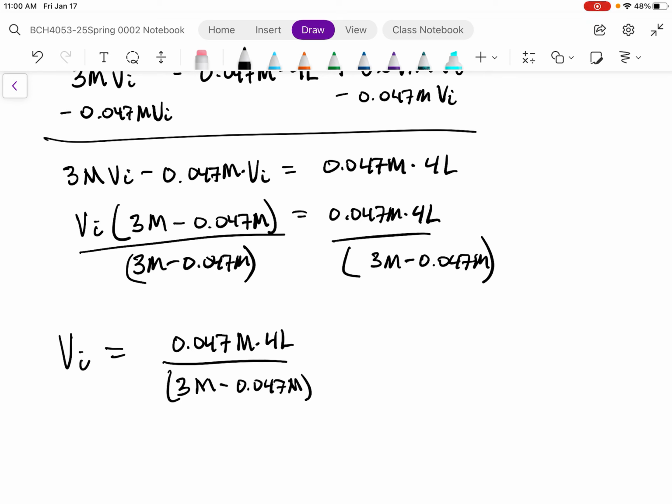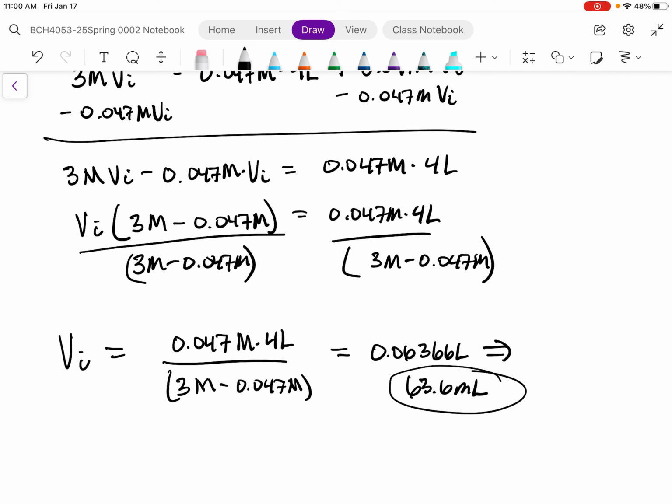Okay, you plug that all into your calculator. You're going to get a value of 0.06366 liters, which, if we want that in milliliters, would be 63.6 milliliters. And so that is the volume of the 3 molar sodium hydroxide solution that you would add to the 4 liters.